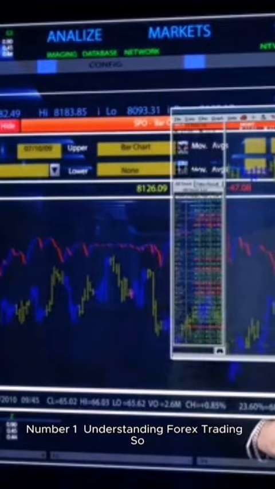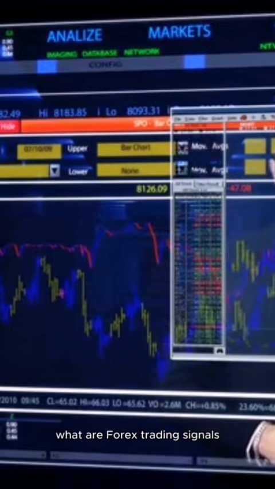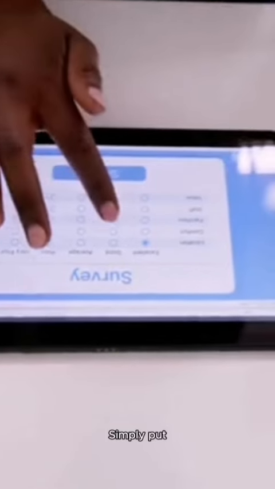Number 1. Understanding Forex trading. So, what are Forex trading signals? Simply put, they're alerts or notifications that suggest buying or selling a specific currency pair at a particular price and time.